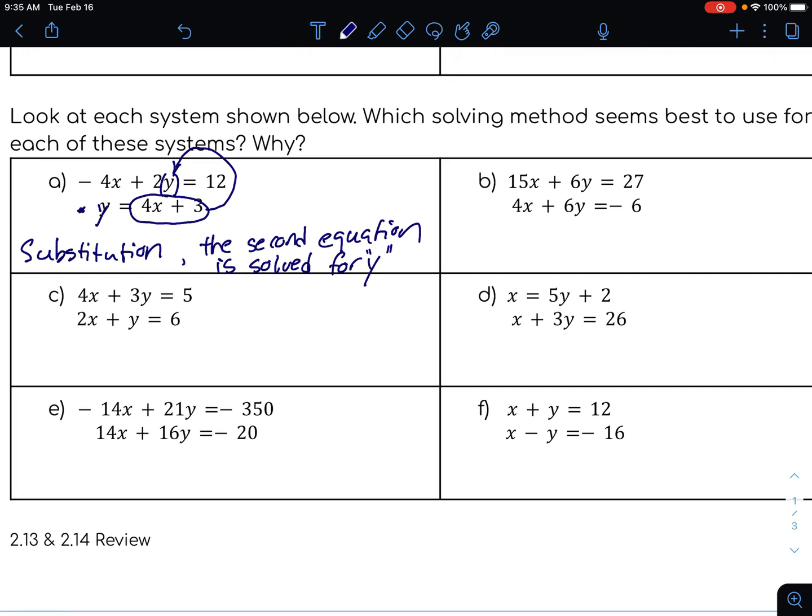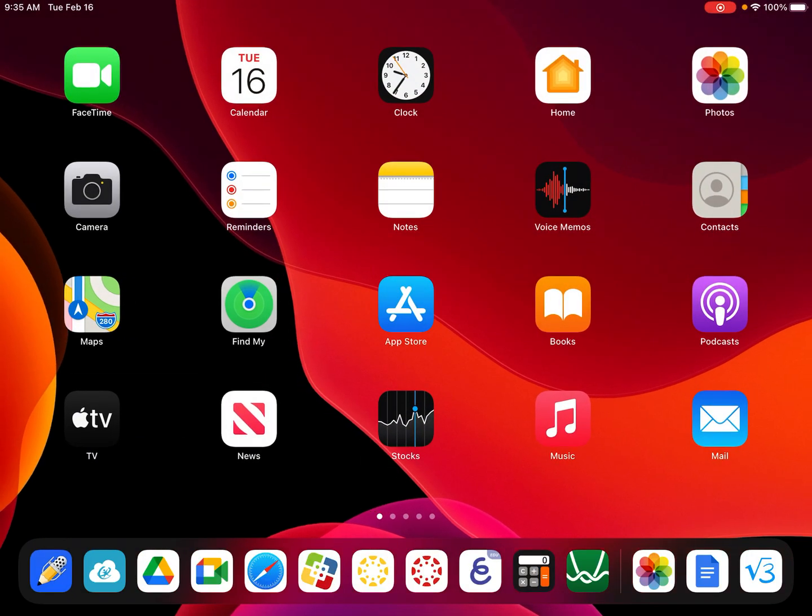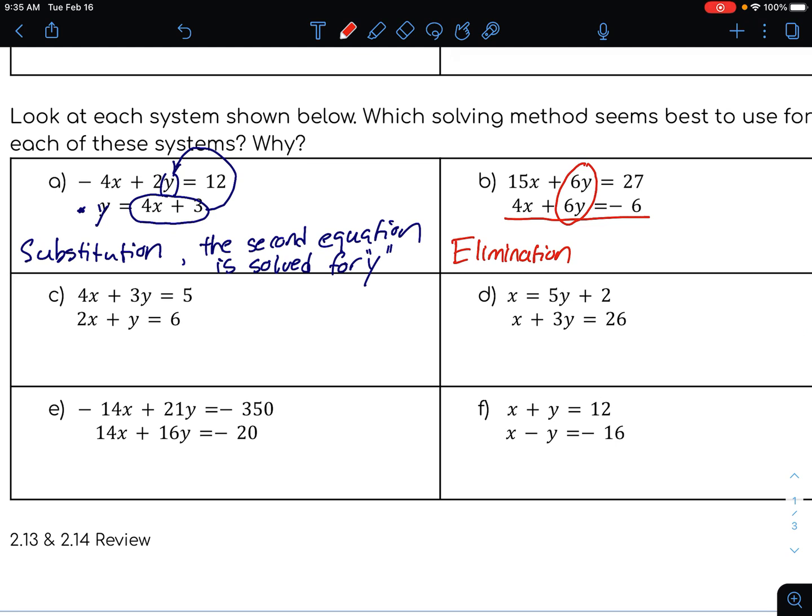All right. B, if we look at that one, notice neither equation is solved for x or y. We don't have x or y by itself. But what we do notice is that we have these y terms right here that are both 6y. They both have the same coefficient. And that means that we can use the elimination method. And if we think about how that elimination method would work, remember, when we're eliminating, we're either adding or subtracting the x values and the y values. And in the process, we want them to cancel out to 0. We want one of the sets of variables to cancel out to 0.